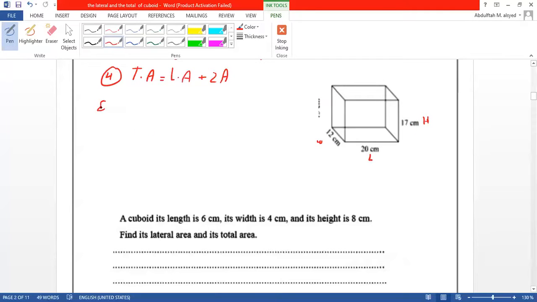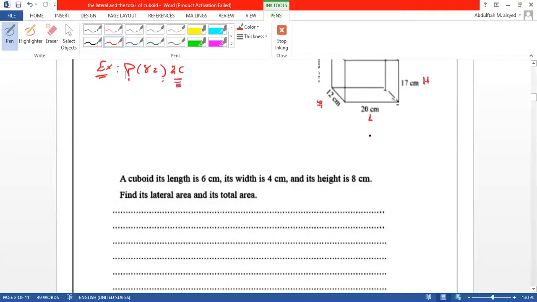Now, example, page 82, number 2C. I give you the length, width and height, which are the dimensions. First, as we said, we have to find the perimeter and the area of the base.